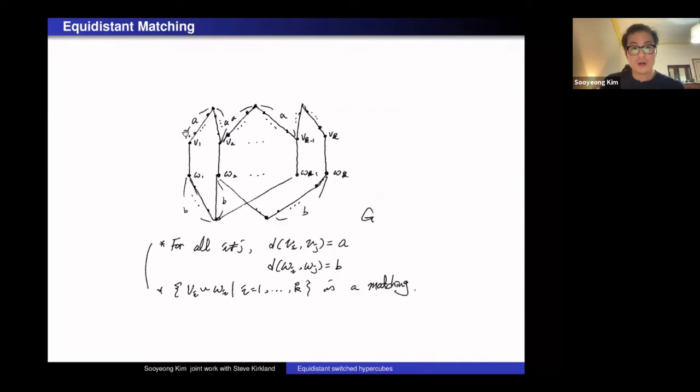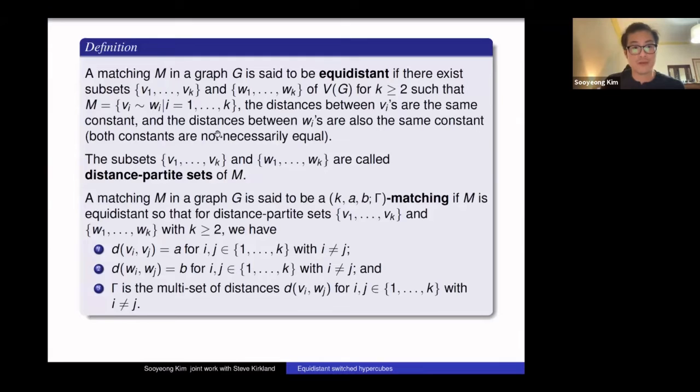Oh, this is a typo, sorry about this. Here, the distance between V1 and V2 should be A, not 2A. So this should be A. And the mutual distance between the Vi's in those vertices is constant, A. Similarly, the mutual distance between the Wi's for those vertices is constant, B. If a matching satisfies these conditions, then we call it an equidistant matching. Here is the formal definition.